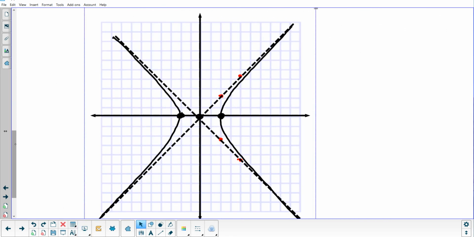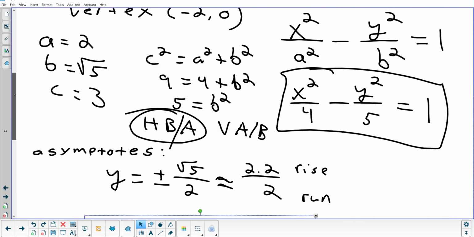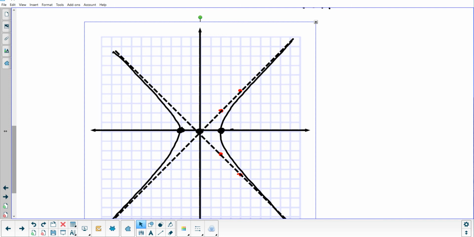What about the focus? The focus, you don't have to plot them to graph it. The focus would be at 3, 0 and negative 3, 0. That's an imaginary point that it wraps around. Remember, the hyperbola does not go through the center. The center is a point that's in between the branches that it never touches. The branches don't touch. Okay, they're always separate.